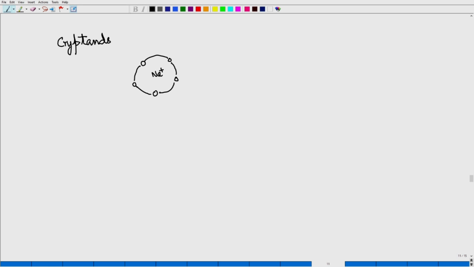But as I told you previously while discussing lariat ethers, reagents can react with this metal ion from top and from bottom. So, the metal ion, even inside this macrocyclic cavity, is susceptible to attack by reagents from outside. So, Lehn first envisaged a system where the metal ion would be completely surrounded by these aromatics.